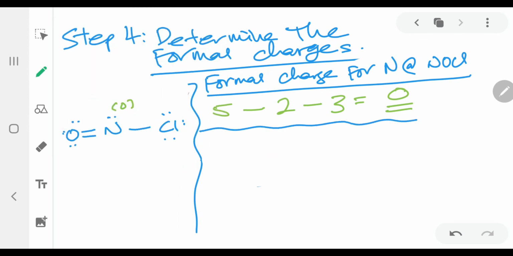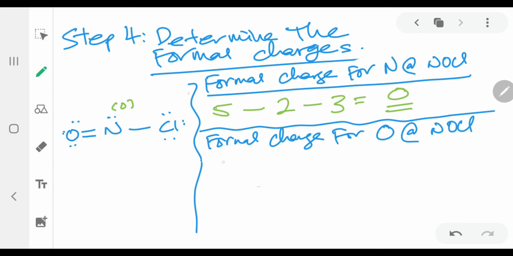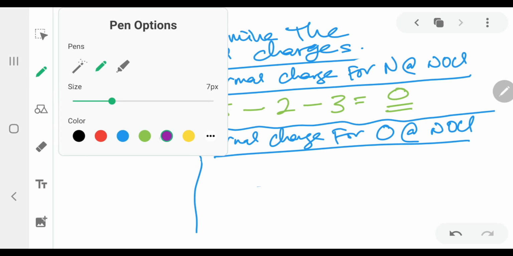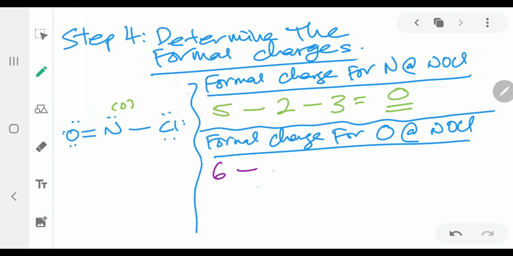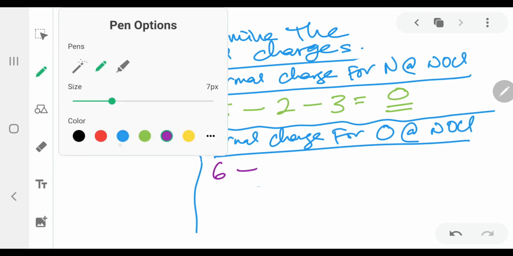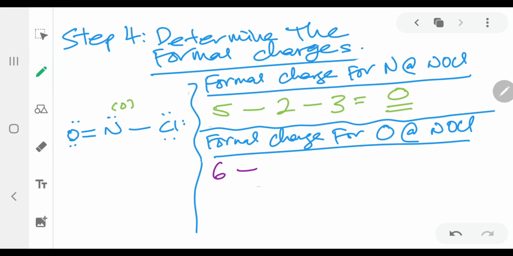And then what about oxygen? So formal charge for oxygen in NOCl, you have 6 valence electrons minus 1, 2, 3, 4, 5, 6, 6 over here. Sorry, that one you have only 1, 2, 3, 4. 4 electrons at the lone pair minus 2 bonding pairs. You have 0 formal charge, so you get 0 over there.